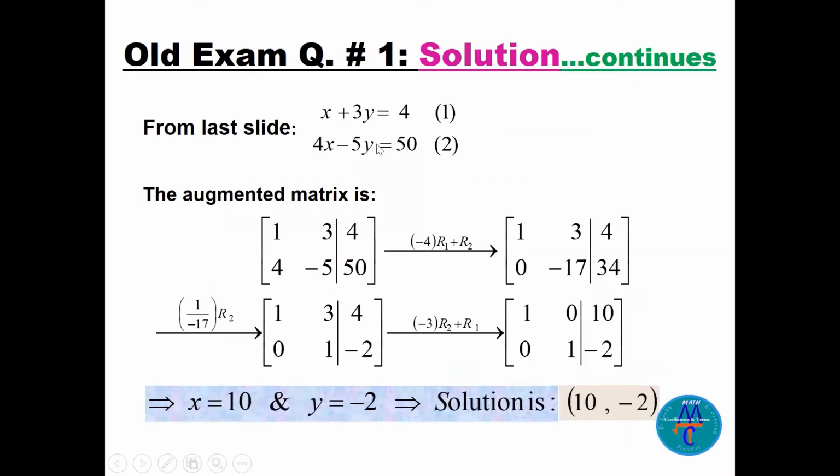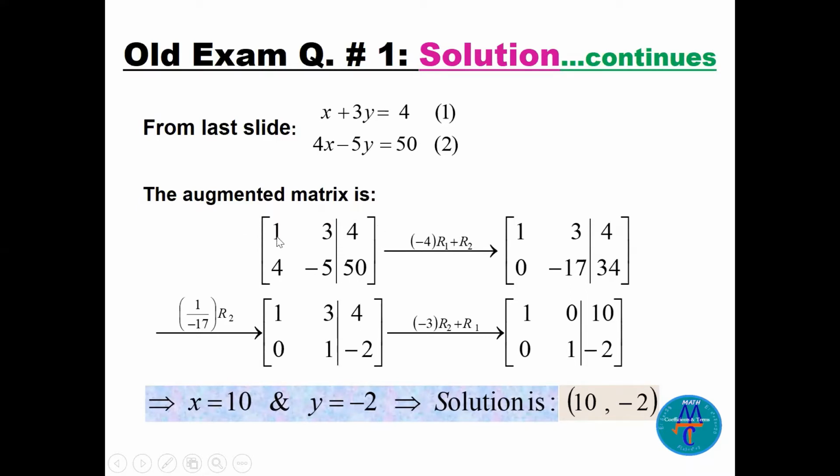So this is the system now, 2 equations. So it will be 1, 3, 4. 4, minus 5, 50. This is already 1. So I have to make this 1 here 0. So I multiply by minus 4, all row 1 add to row 2.